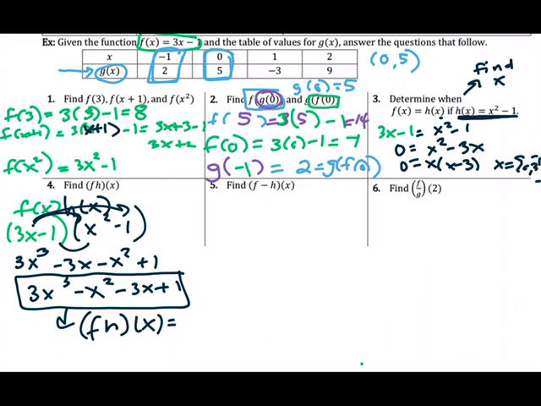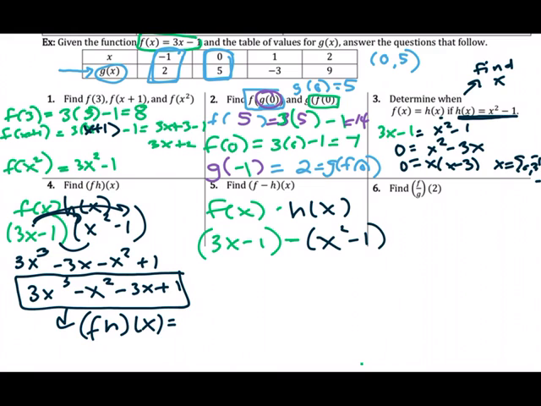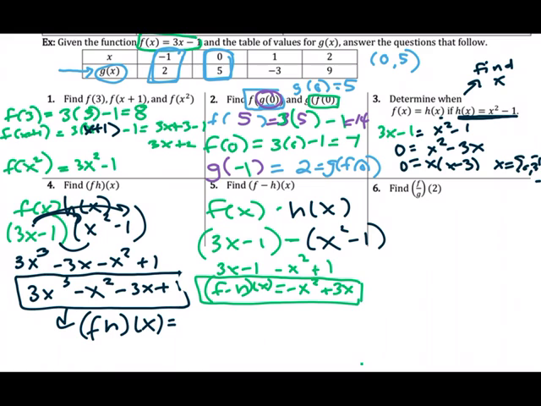F minus h, so we're going to take the same f of x that we just looked at, and we're going to subtract the h of x we were just looking at. So 3x minus 1 minus x squared minus 1. So now I'm going to distribute that negative, minus x squared plus 1, and then I'm going to combine like terms, which there aren't any, so I'm going to rewrite it in standard form. F minus h of x is negative x squared plus 3x. Well, there are like terms, positive and negative 1. There we go.